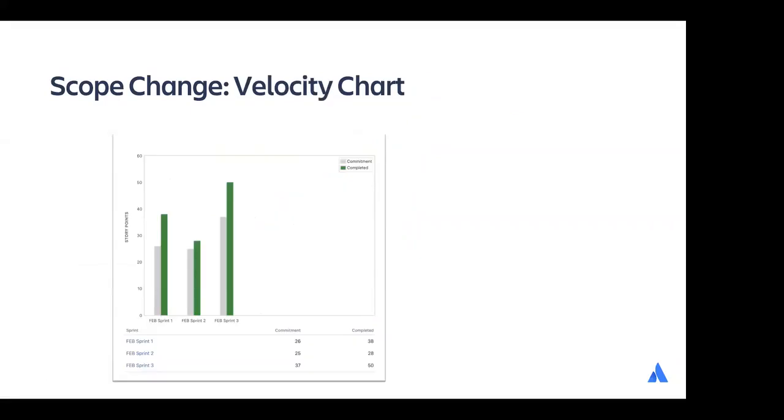And scope change on the velocity chart, you see here, that's the difference, right? The commitment was the gray in sprint 3, but you delivered more, which is good in this case. So an issue was added with 13 story points and you were able to complete it. So that was the scope change here.